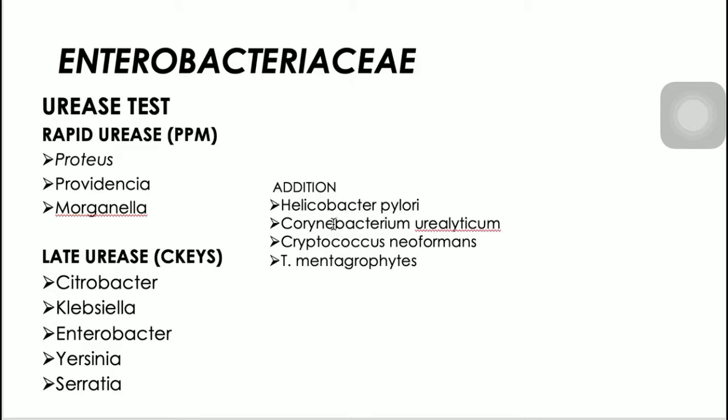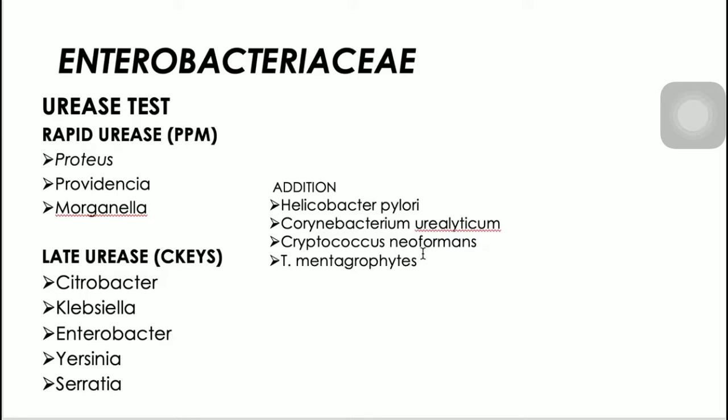In addition, aside from these, there are other organisms that are not part of Enterobacteriaceae, but it is also important to take note that they are urease producers. Helicobacter pylori is urease positive. That is why Helicobacter pylori can survive even in the presence of an acidic environment in the gastrointestinal tract, because it can produce urease that provides an alkaline environment. We also have Corynebacterium ureal­yticum, urease positive. We also have Cryptococcus neoformans being urease test positive. So one test to differentiate Cryptococcus from Candida albicans is that Cryptococcus neoformans is urease positive.